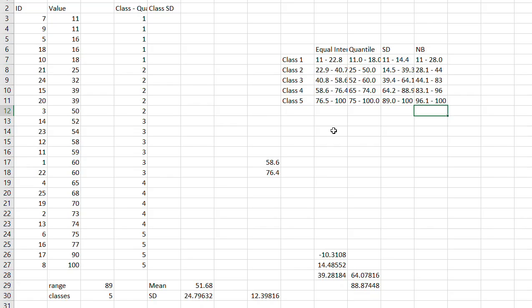Hopefully that makes sense. Natural breaks is conceptually very easy to understand, and the integral math behind it is outside of the scope of this class. So hopefully the way that we found these class breaks makes sense.